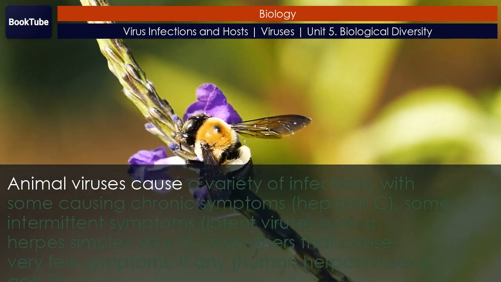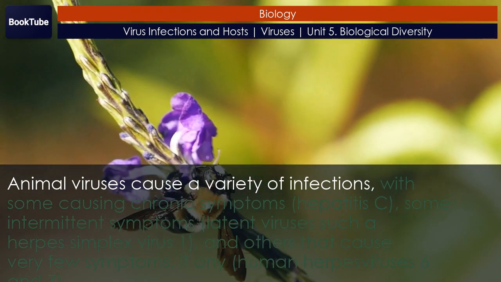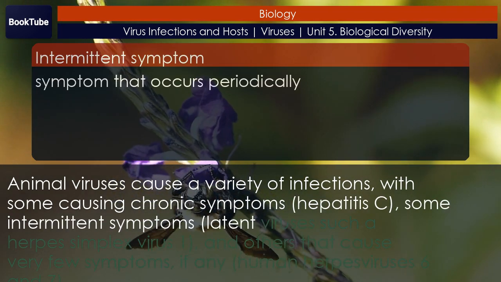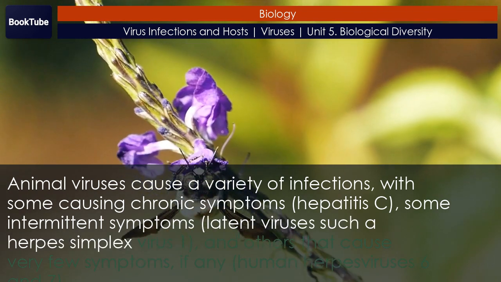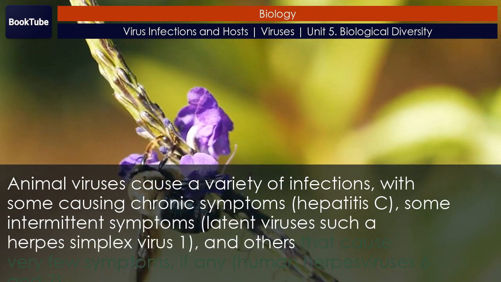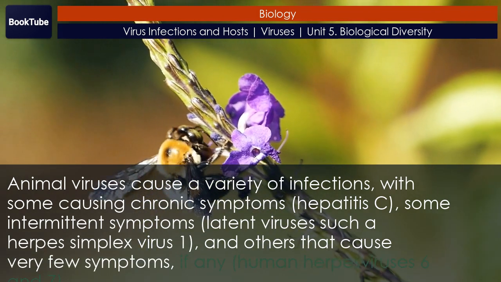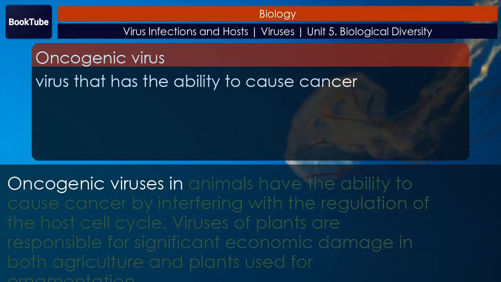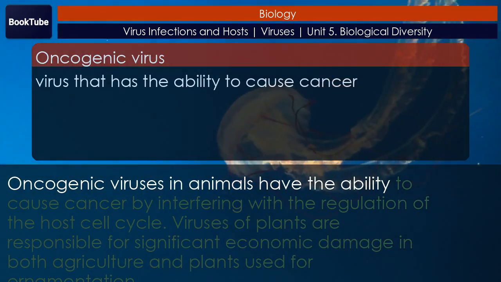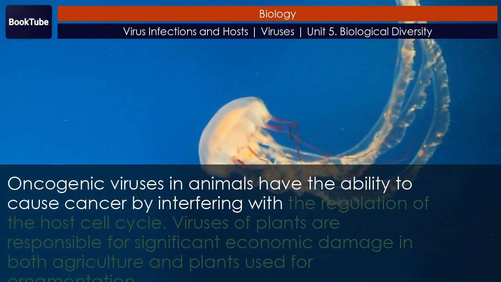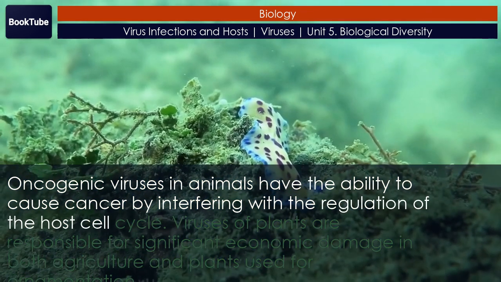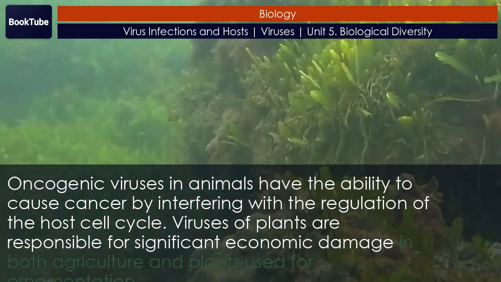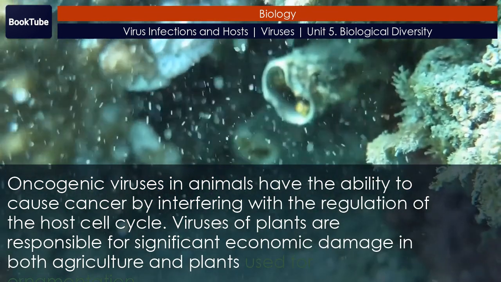Animal viruses cause a variety of infections, with some causing chronic symptoms, such as hepatitis C, some intermittent symptoms, latent viruses such as herpes simplex virus 1, and others that cause very few symptoms, if any, such as human herpesviruses 6 and 7. Oncogenic viruses in animals have the ability to cause cancer by interfering with the regulation of the host cell cycle. Viruses of plants are responsible for significant economic damage in both agriculture and plants used for ornamentation.